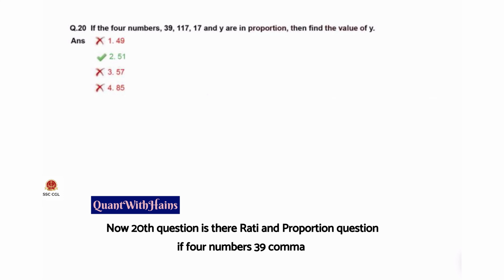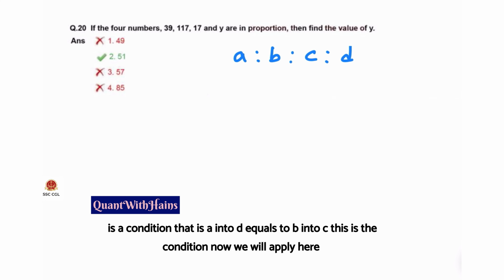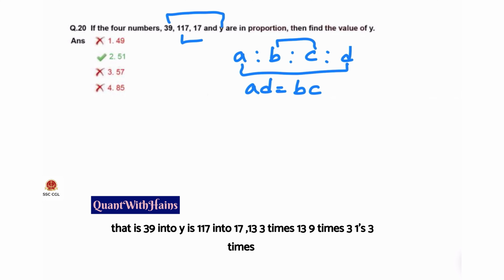Now 20th question, it is a ratio proportion question. If 4 numbers 39, 117, 17 and y are in proportion. As we know, if A is to B and C is to D are in ratio, then there is a condition, that is A into D equals B into C. This is the condition. Now we will apply here. That is 39 into y equals 117 into 17.